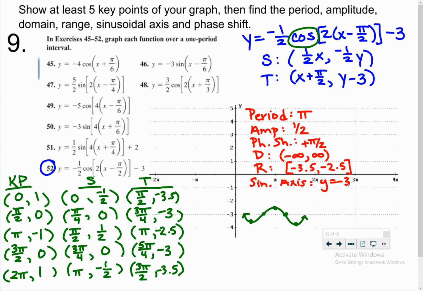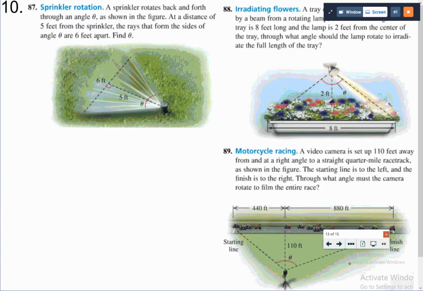This one, the sinusoidal axis, is y equals whatever your d value is. And here it was negative 3 at the end. Is there another way to find the sinusoidal axis? You could look at the graph and see that y equals negative 3 is the horizontal line going through the middle of it. Other questions? Okay, that's the first half.